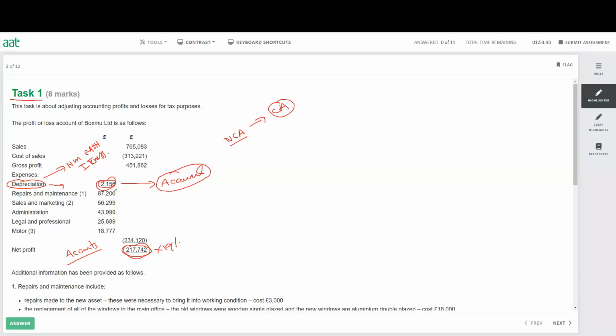Also, we have a few more rules. For example, if we look at this one, repair and maintenance. Now, repair and maintenance is allowable expenditure if it is for the ongoing asset. Now, if it is for the new asset, then it is part of capital expenditure.